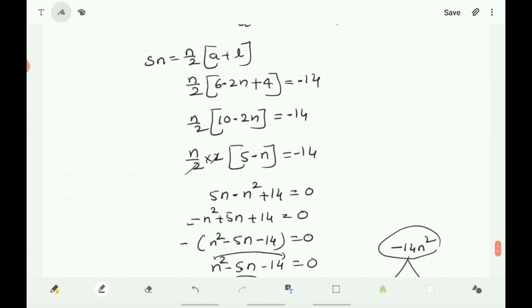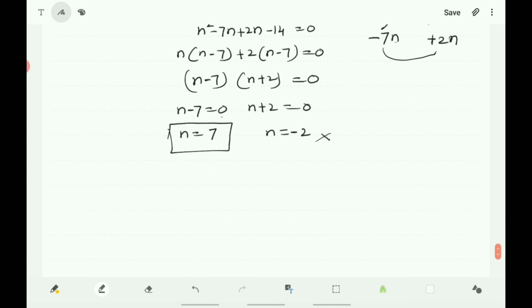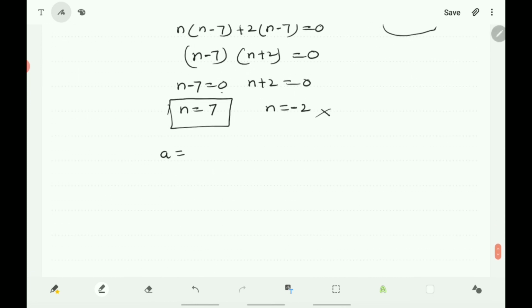Next you get the value of a. a is equal to 6 minus 2n, that is 6 minus 2 into 7. So it is 6 minus 14. 6 minus 14 is minus 8. So here you got the value of a, that is a is equal to minus 8.